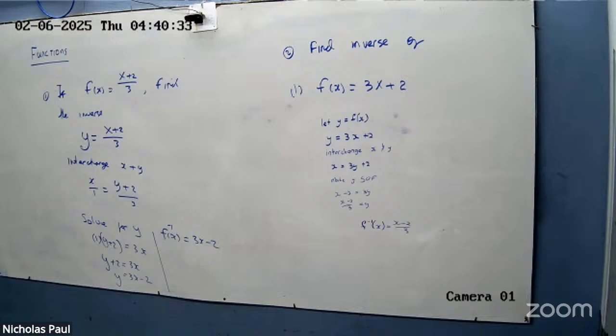You can leave out that y, but you're going to put y. That gives f inverse of x is equal to x minus 2 over 3. Anybody confused? Right, it's the same steps, right?